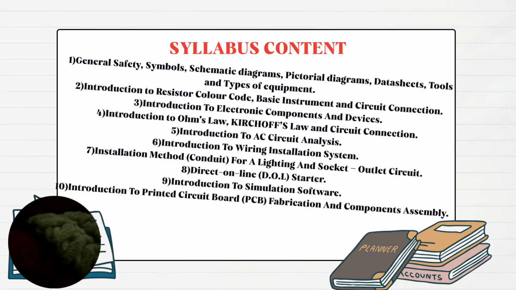Syllabus content of EEE111 consists of 10 modules. The first module is general safety, symbols, schematic diagrams, pictorial diagrams, datasheets, tools and types of equipment. Second module, introduction to resistor color code, basic instrument and circuit connection. Third is introduction to electronic components and devices. Fourth module, introduction to Ohm's law, Kirchhoff's law and circuit connection. Fifth, introduction to AC circuit analysis.